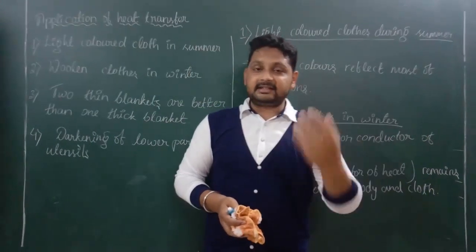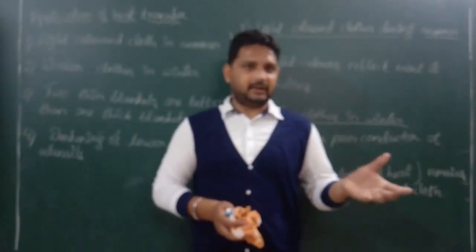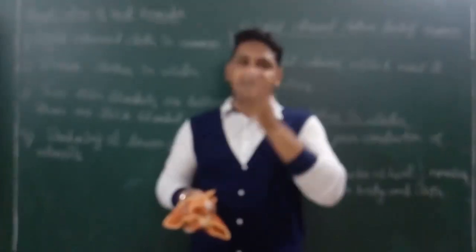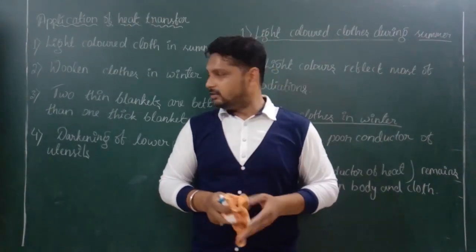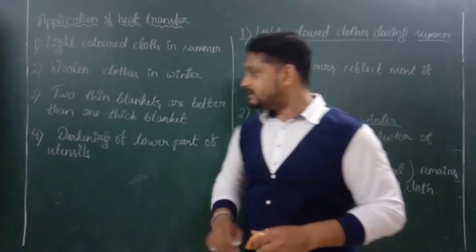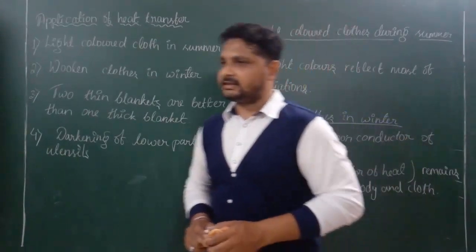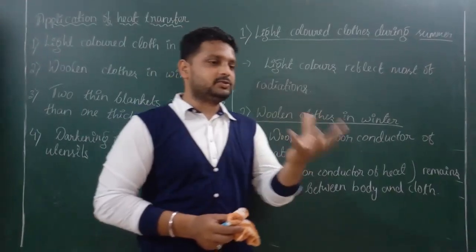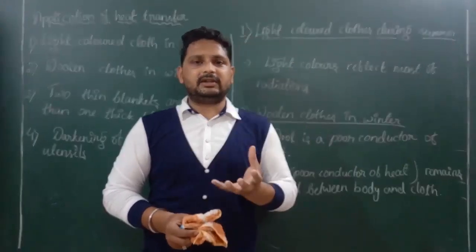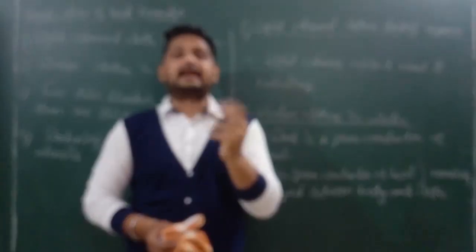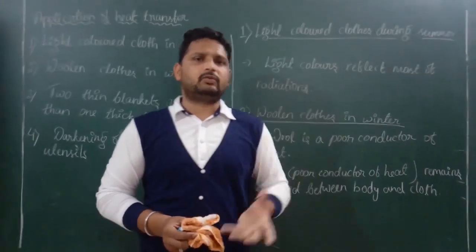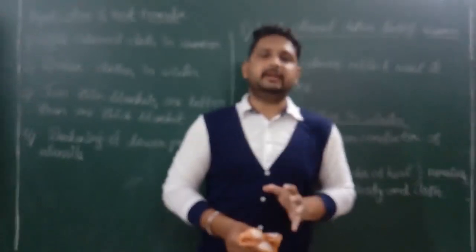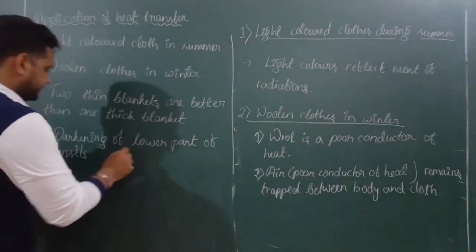So remember, next time during winter, if you are going to sleep and taking a blanket, you can prefer two thin ones rather than a thick one. Understood? Then, last but not the least, the darkening of the lower part of the utensils. Generally, for cooking utensils, if you see the lower portion, it is generally blackened, black color is given. Have you ever thought why? Well, it is because black color absorbs most of the heat.